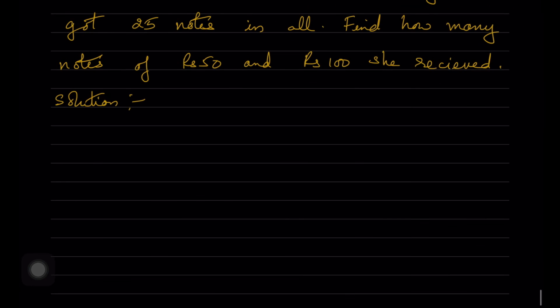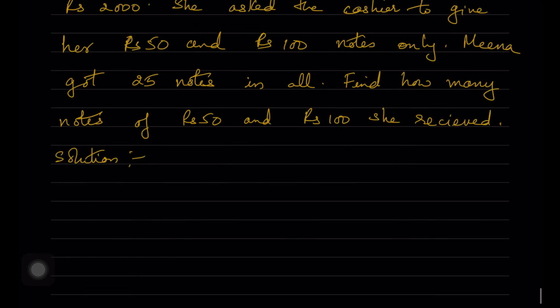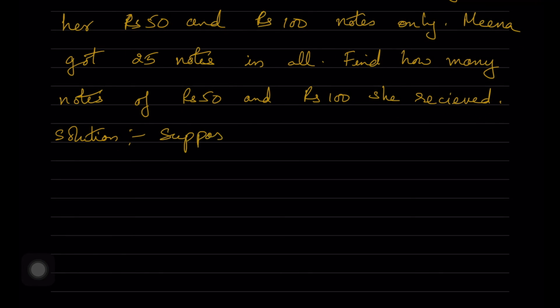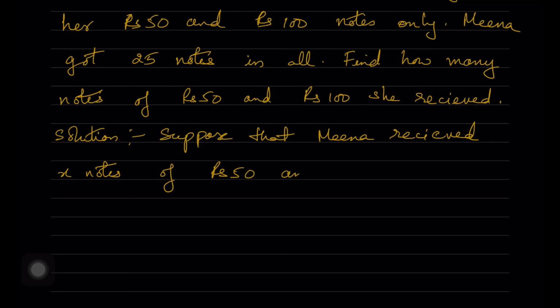So next problem. Meena went to a bank to withdraw 2000 rupees. She asked the cashier to give her 50 rupees and 100 rupees notes only. Meena got 25 notes in all. So find how many notes of 50 rupees and 100 rupees she received.